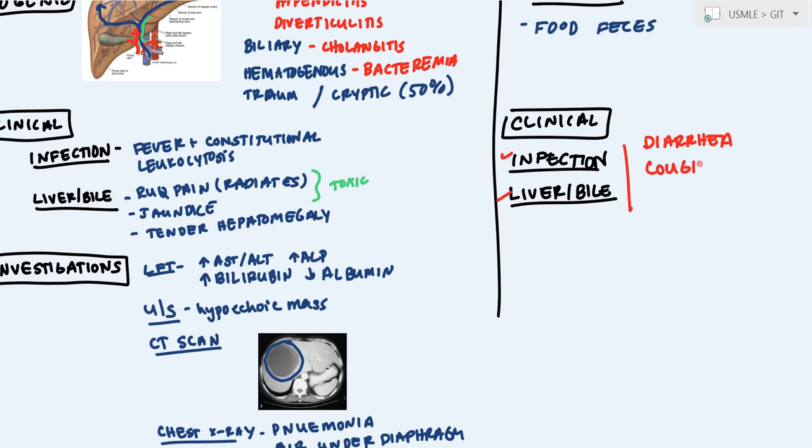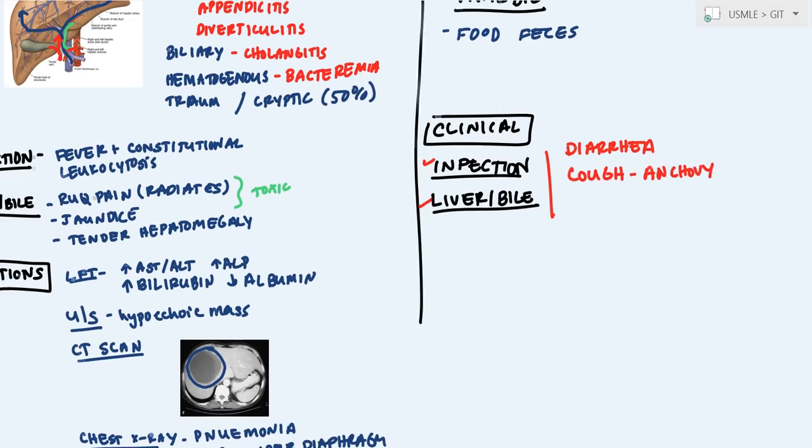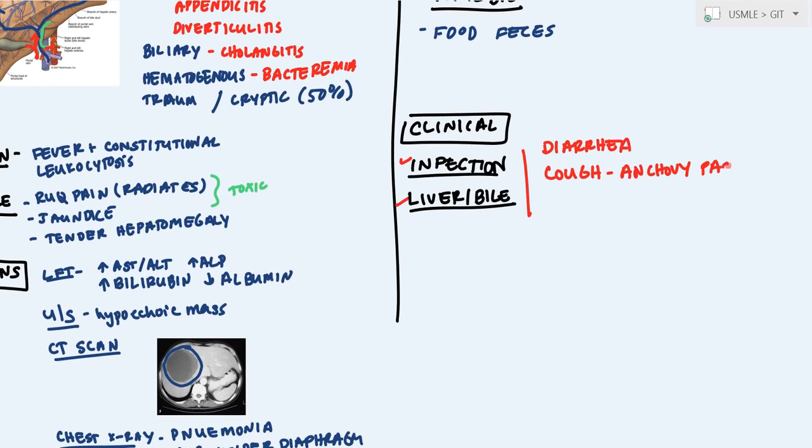The other one is cough. Now, all of them can have cough and pulmonary symptoms, but this can possibly have an anchovy paste phlegm, I guess you can say, coming out of it. And if you do see that, that suggests a bronchopleural fistula has developed. And so obviously this is a more serious sign.